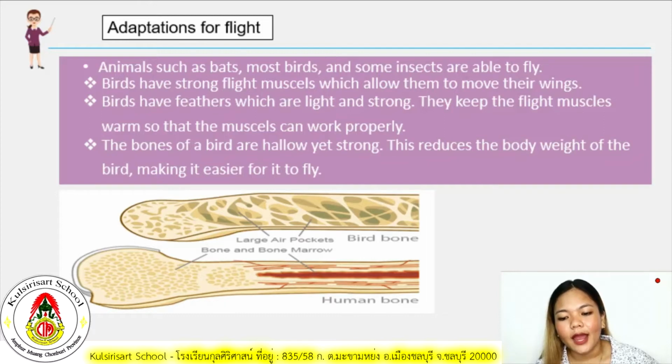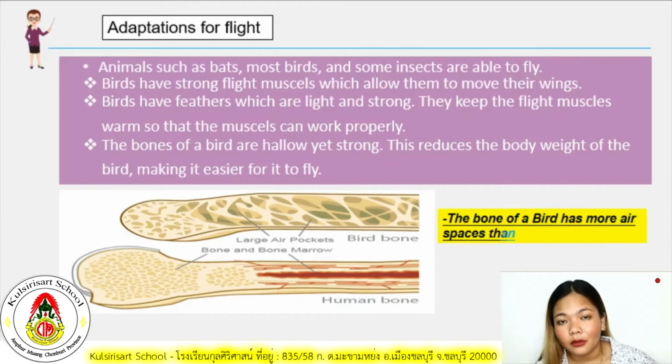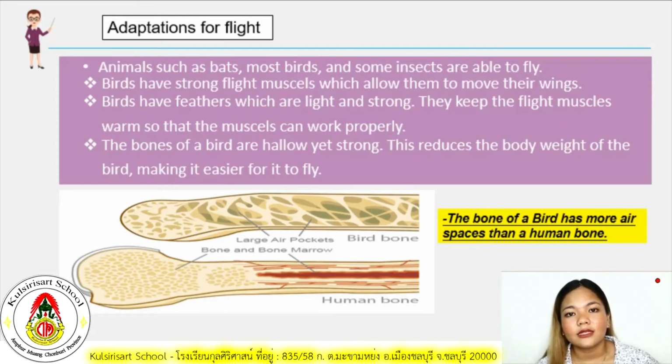Now we have here a picture differentiating the bone of a bird and the bone of a human. In the upper part, you can see the bird bone, and in the lower part, we have the human bone. If you will notice, the bone of a bird has more air spaces than a human bone. These air spaces are what make the bird bones light, allowing it to fly easier.